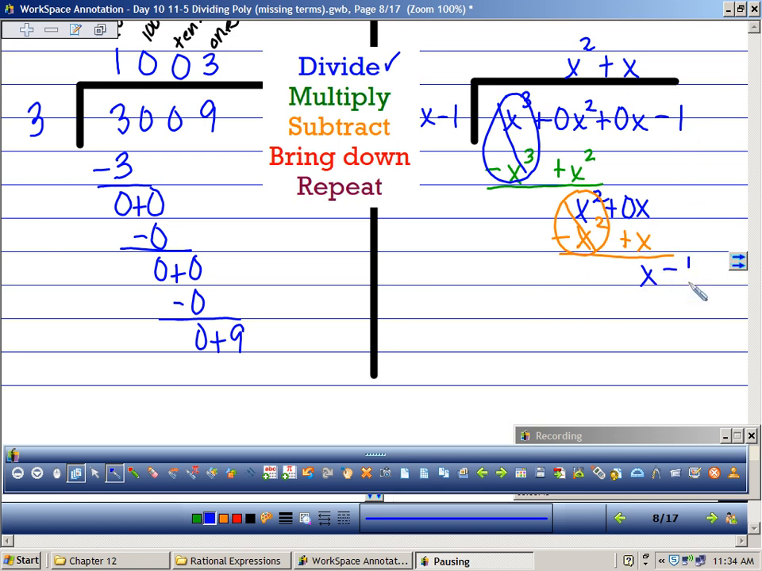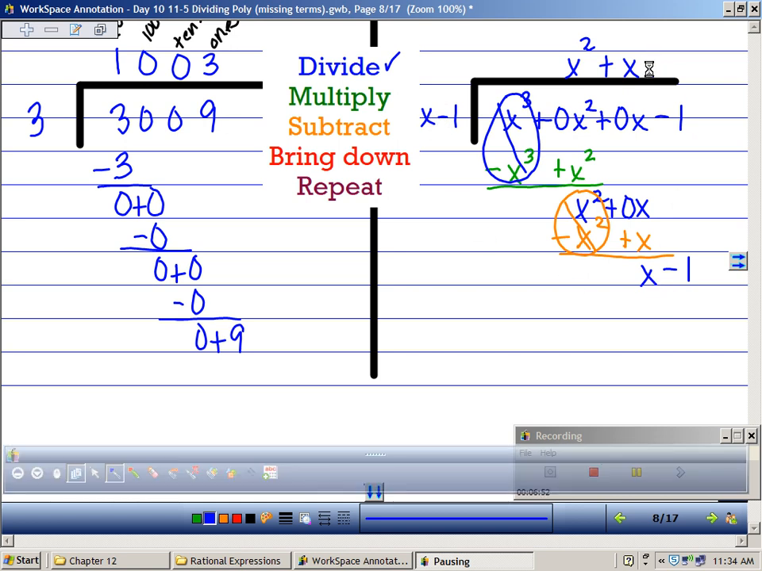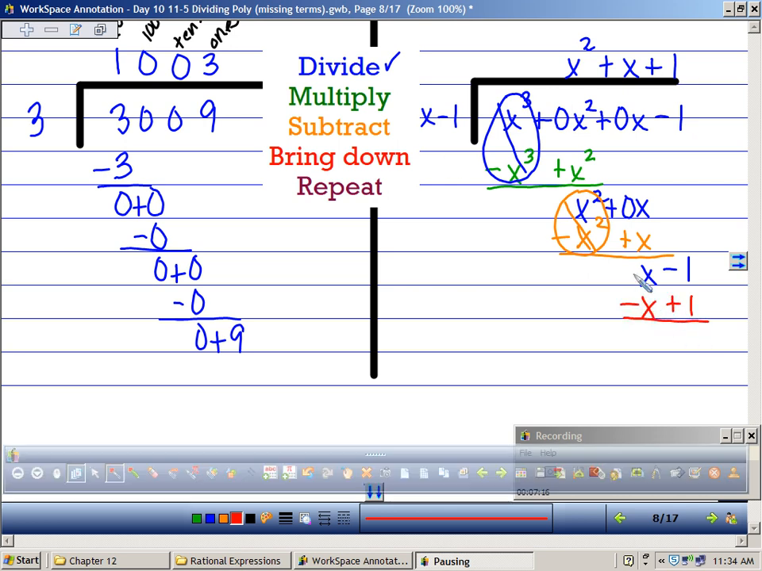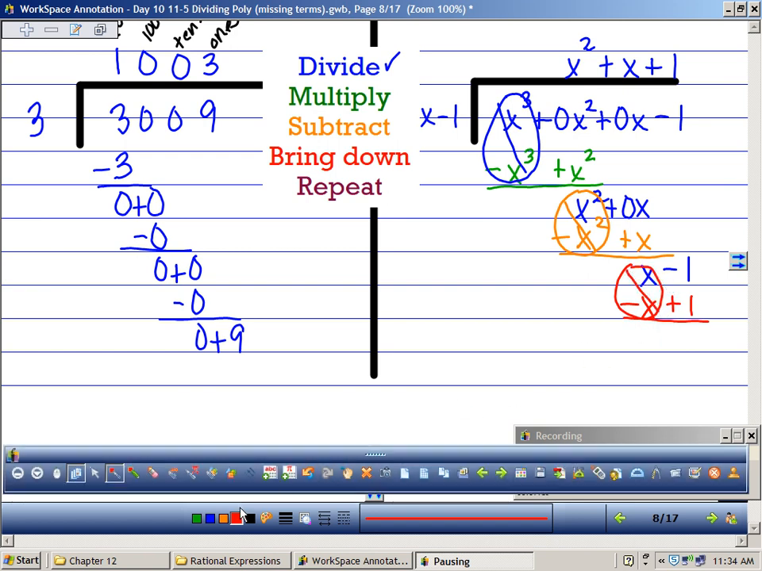Bring down negative 1. Can you guys see that x minus 1 goes into x minus 1? 1. 1 times x minus 1 is x minus 1. Draw the line. Should have done with color. Right, Andrew? 1 times negative 1 is negative 1. 1 times x is x. Draw the line. Change the sign. This goes away. And I'm left with no remainder. There's my answer. Make sure you guys get a clean copy of that, please.